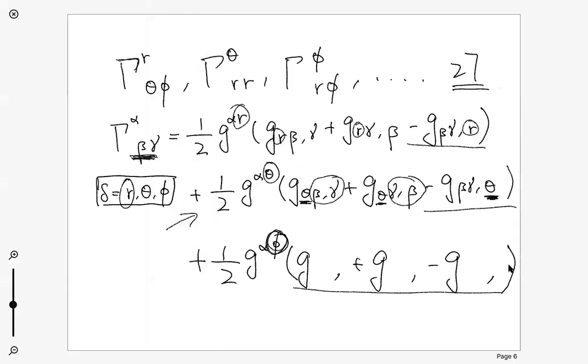Do you understand my question? You understand my questions? We now have three big chunks of things, okay? Here, when the delta or the contracting index is R, and the second chunk here, when the contracting index is theta, and the last chunk of thing here, where the contracting index is phi.